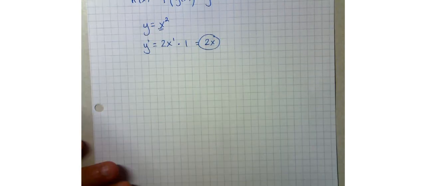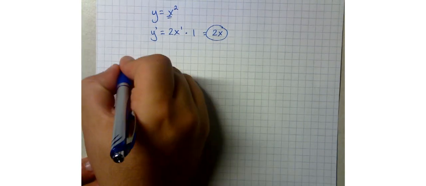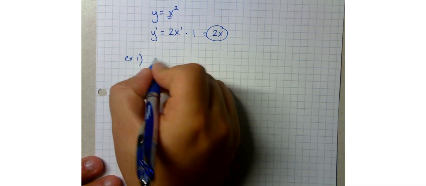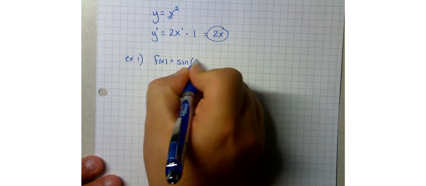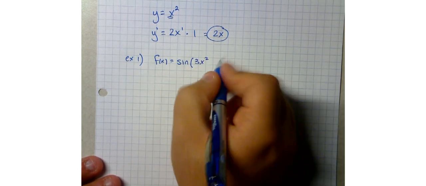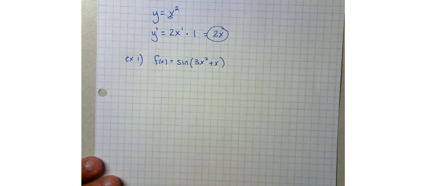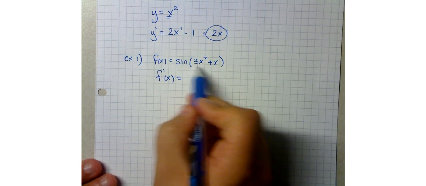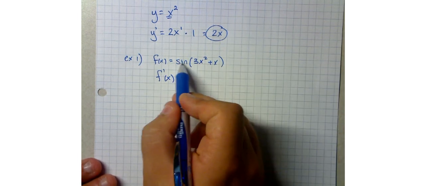Now for other problems, example 1. Let's try f of x is equal to sine of 3x squared plus x. The derivative is a chain rule. The inside function is 3x squared plus x. The outer function is sine.